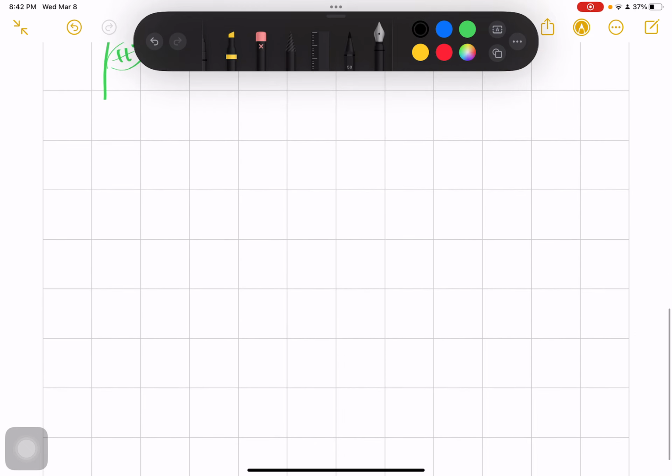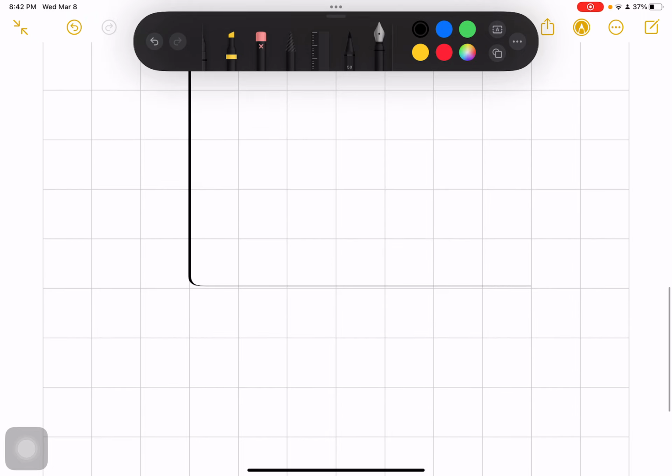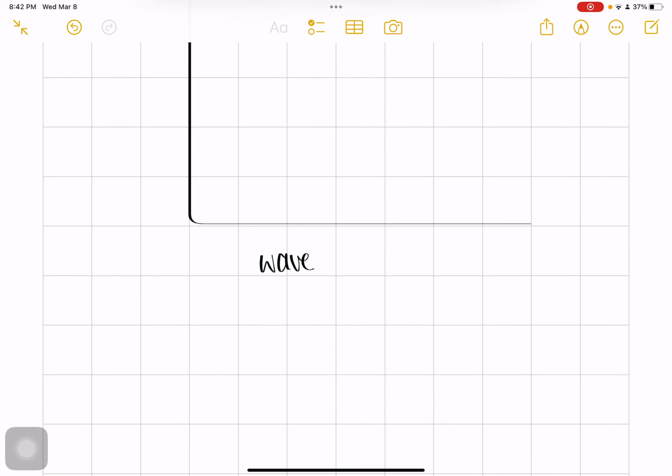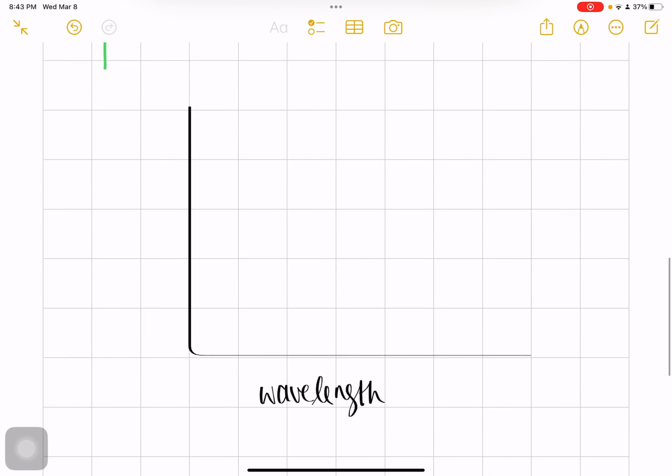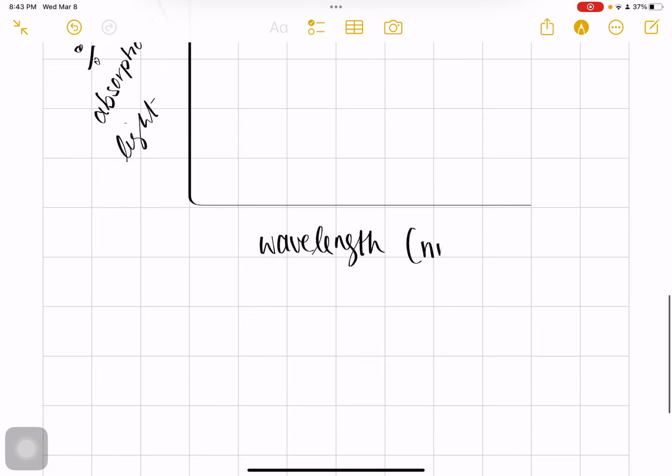So speaking of that, once we come to speaking about the electromagnetic spectrum, this is the wavelength. We have wavelength down here, and when we're talking about the absorption spectrum, we're talking about absorption. Percent absorption of light. Okay, so wavelength, we have to include it in nanometers, just to make our graph specific.